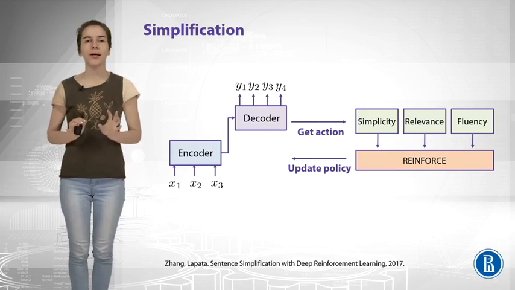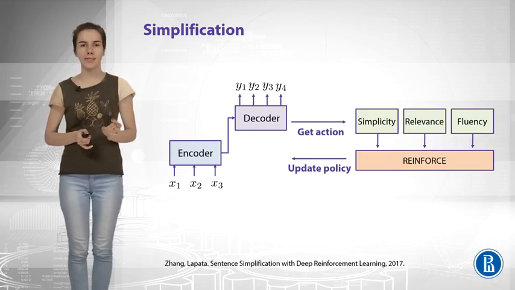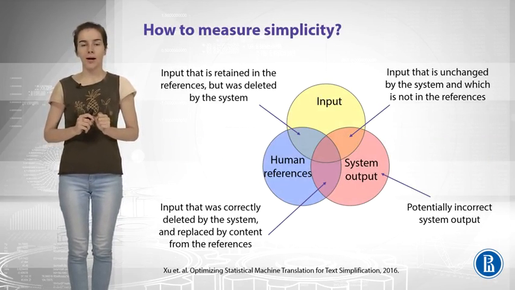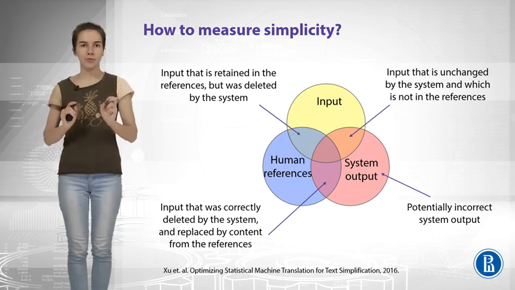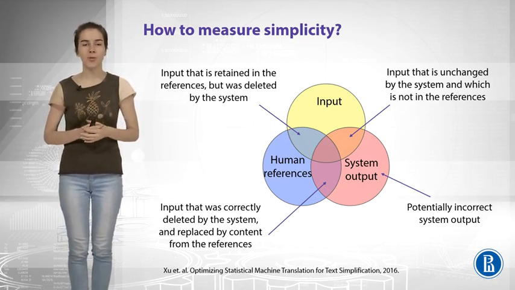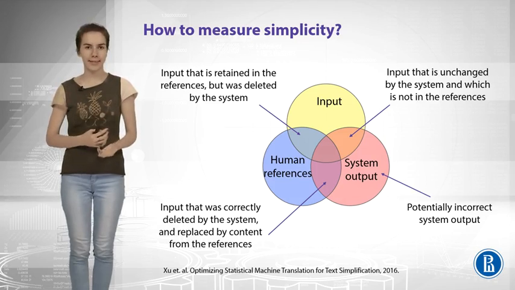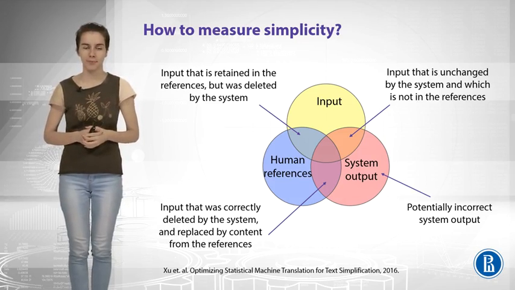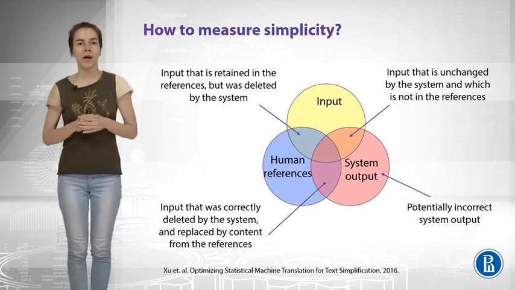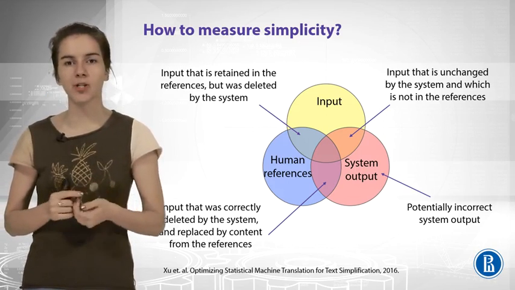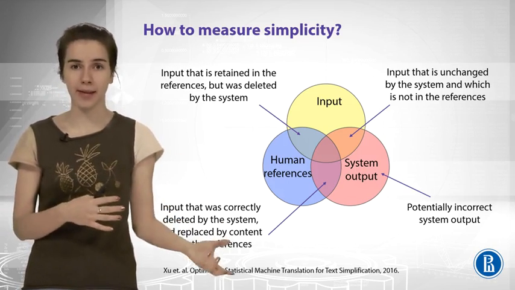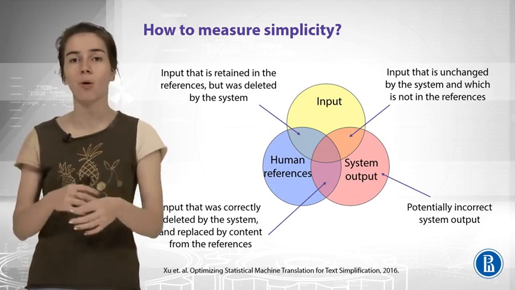Now, I just want to go into details of just one piece on this slide, simplicity. So how do we measure simplicity? Well, we have 3 kinds of information. Input, which is the normal text, then references, which is the golden simplified sentences, and then the output of the system. We need to compare all of them to understand whether we perform well. For example, for machine translation, you would compare just human references with system outputs, right? Because the input is usually in some other language. But here it is very important to compare all of them.